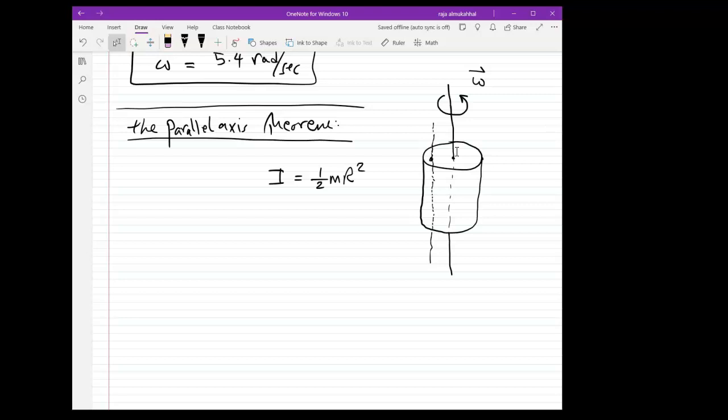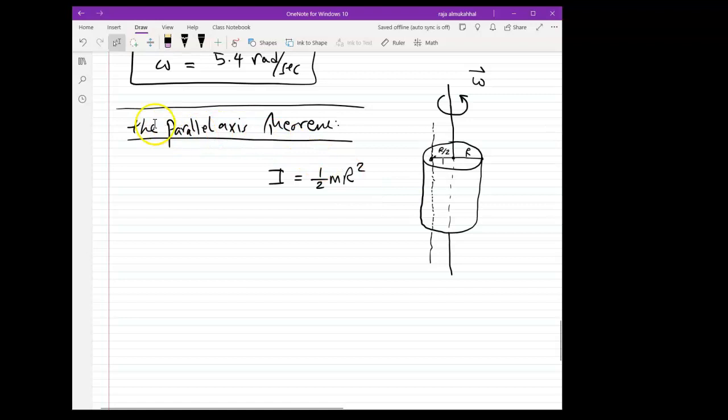Now the question is, what is the moment of inertia of this cylinder, where it's spinning about, off center? Suppose, let's say, if this is the radius r, suppose that this is a radius of, let's say, r over 2. It doesn't look like it, but let's say it's r over 2. Okay, so what is the moment of inertia?